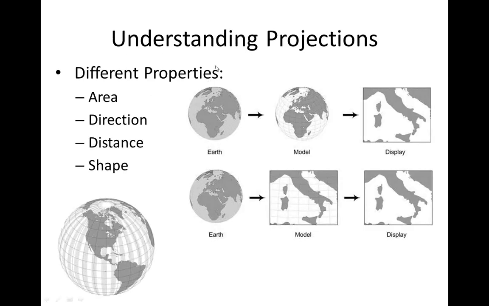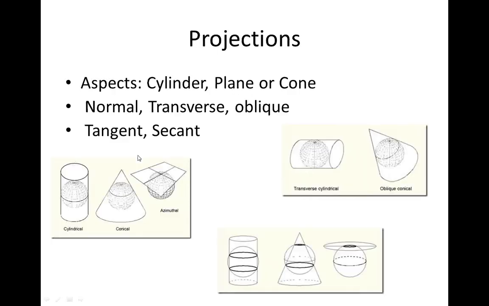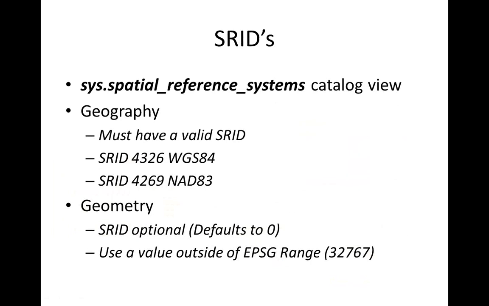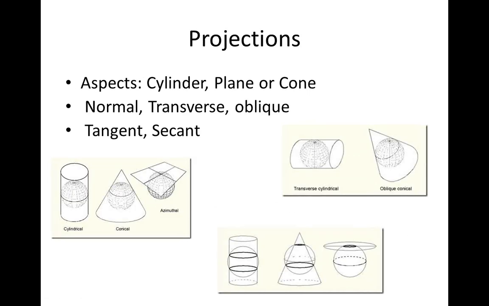So a good way to conceptualize the difference between these two is when you're dealing with a geocentric model, your model is actually round, and then it gets projected to a flat display. When you're dealing with projected data, your model's flat, and it gets projected to a display. And the different projection models will have different distortions, either within the area, direction, distance, or shape. And these are just some of the different types of projections and how they go about best fitting the given model of the Earth.